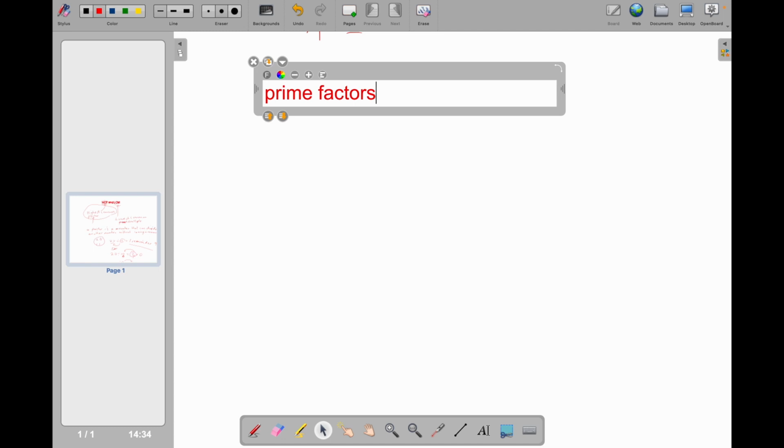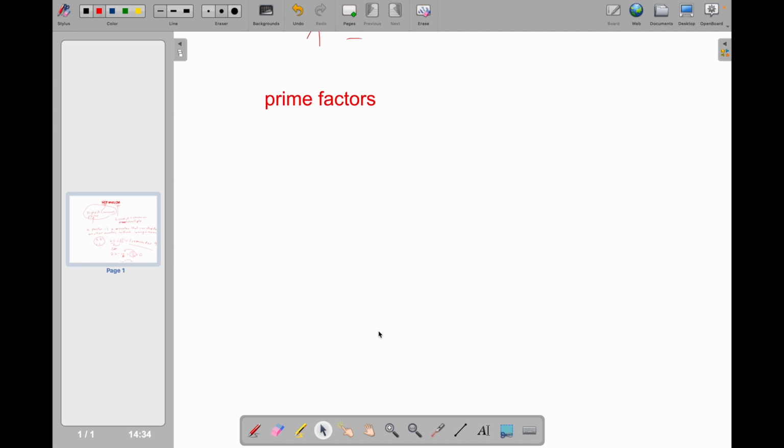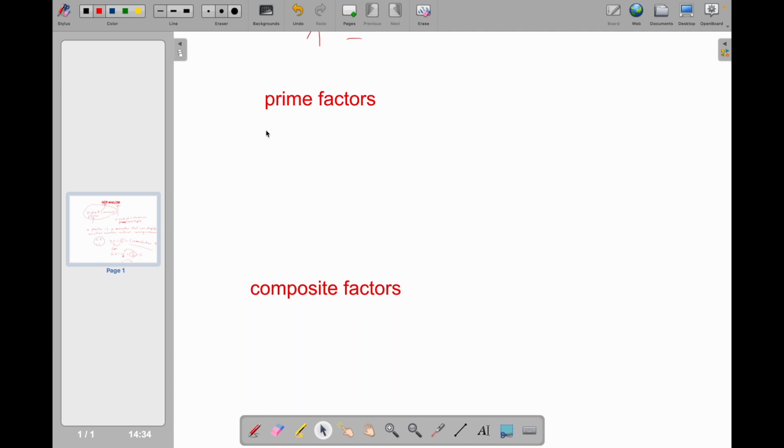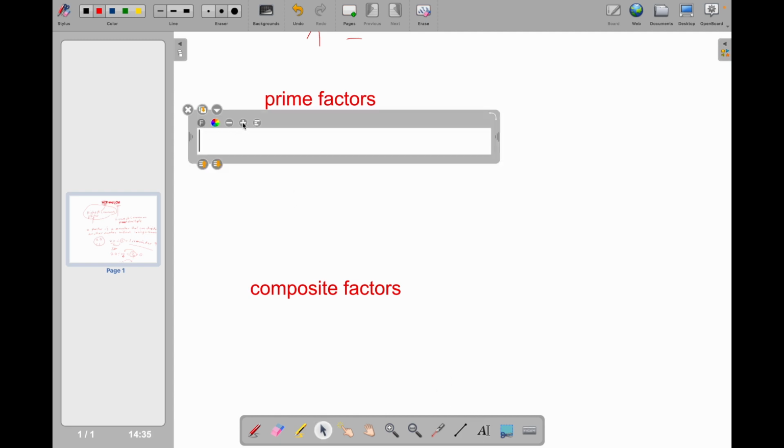They are prime factors, and we also have composite factors. Okay, so first let's talk about prime factors. What are prime factors? If you remember, we talked about prime numbers before, but anyway, now let's talk about prime factors. What are they?